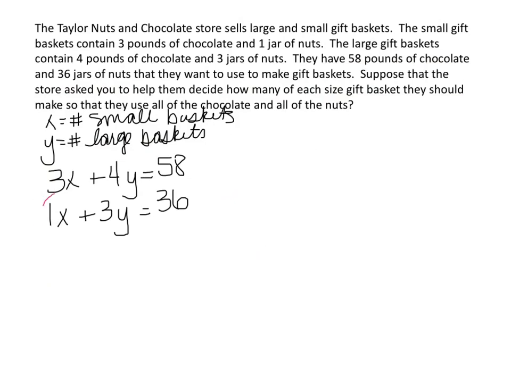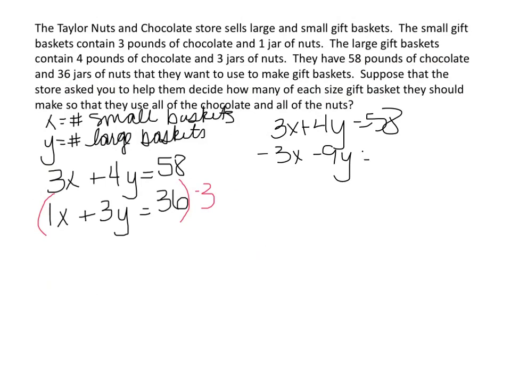I will multiply this bottom equation by -3, because then I can eliminate the x's. My new system becomes 3x + 4y = 58, -3x - 9y = -108. When I combine these, my x's cancel.